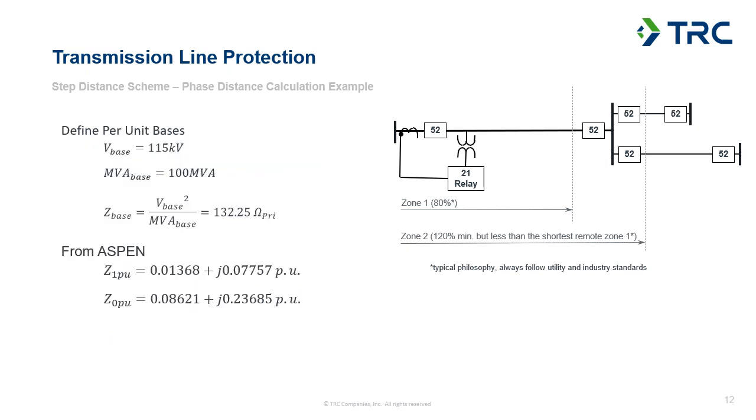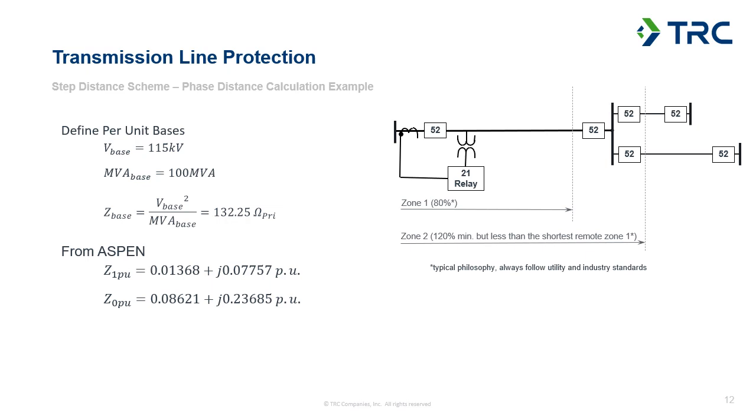So the first thing we'll need to do is define the per unit bases that we'll be using for our calculations. The MVA base is already defined from Aspen. As I mentioned, it's typically set to 100 MVA. But we're also going to need to convert voltages and impedances from per unit to secondary ohms. So we can define our voltage base at 115 kV line to line, and then our impedance base is going to be calculated using the voltage base and MVA base, and will be set to 132.25 ohms.